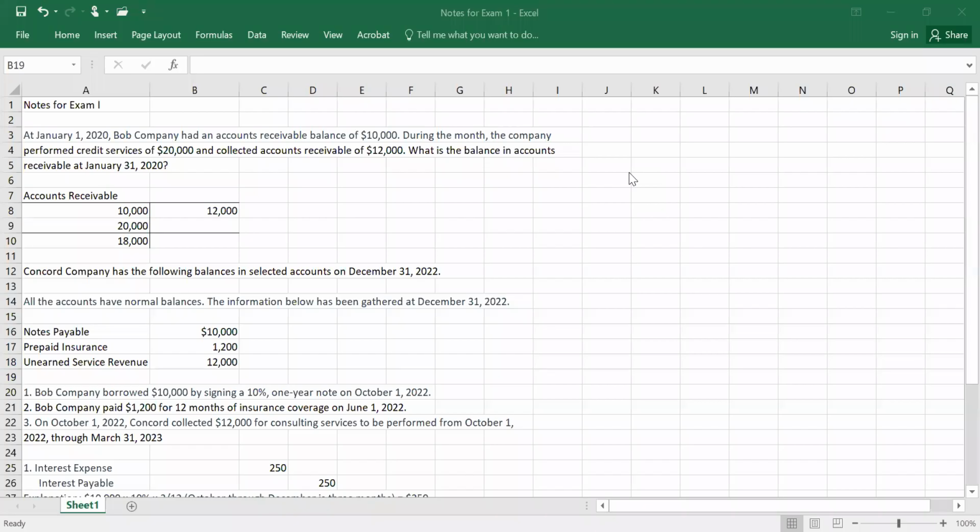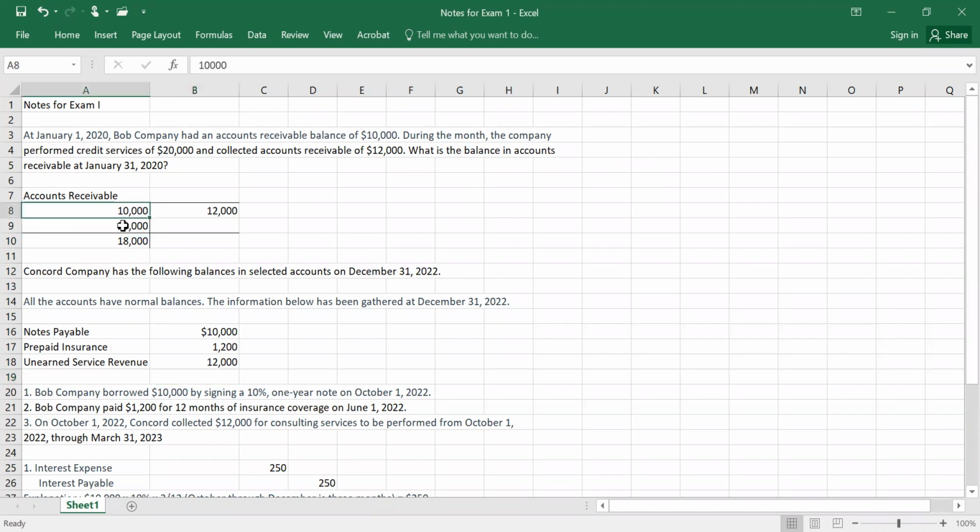to complete it. So let me just go, these are just a few things I didn't know if we covered enough, so I just wanted to go through it to help with some of the exam questions. So the first one says, Bob had an accounts receivable balance of 10,000 during the month. The company performed credit services of 20,000 and collected accounts receivable of 12,000. What's the balance in accounts receivable as of January 31st?